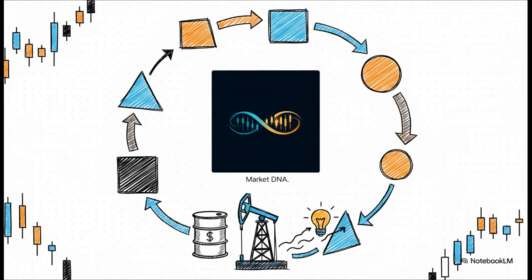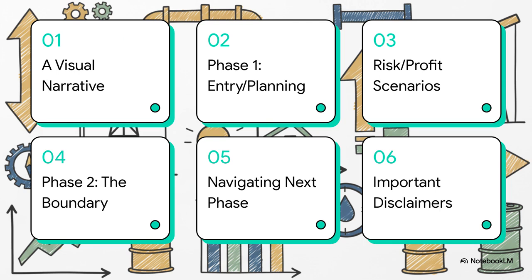So, what exactly is market DNA? Well, at its heart, it's a method that uses these predefined geometric shapes you see here. The whole idea is to map out a potential market cycle. Now, it's really important to know our job today is simply to narrate what we can see happening, just the observable events, nothing more.